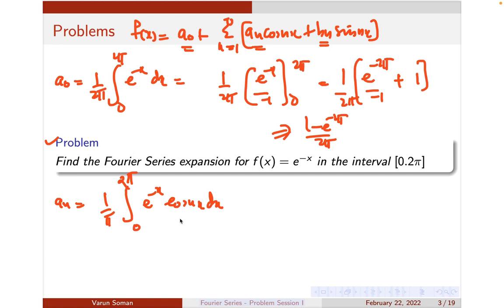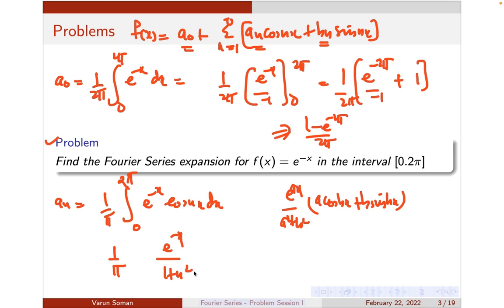Now we have to integrate this. I had given the formulas for e raised to x cos bx and e raised to x sin bx in the previous session. Please go through that. If you know the formula, it is very simple. It is e raised to x by a square plus b square into a cos bx plus b sin bx. That is the integral of e raised to x into cos bx. So using that formula here, it will simply be 1 by pi into e raised to minus x by 1 plus n square, because your a is minus 1, your b is n, into minus cos nx plus n sin nx, and now this is a definite integral, so you have to apply the limits from 0 to 2 pi. So just substitute. So what will you get?